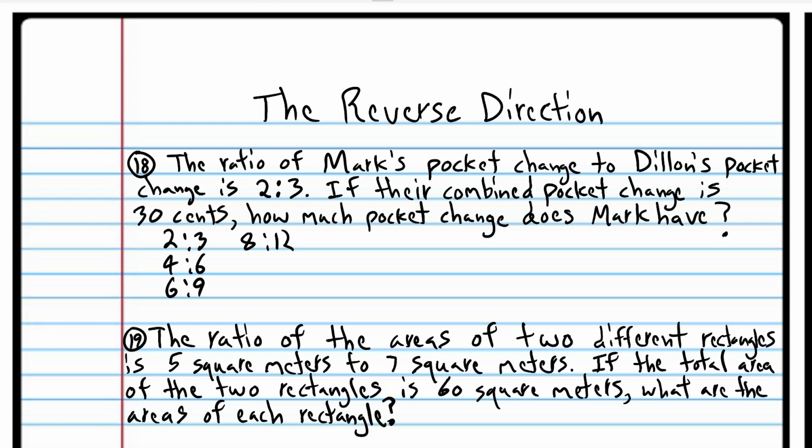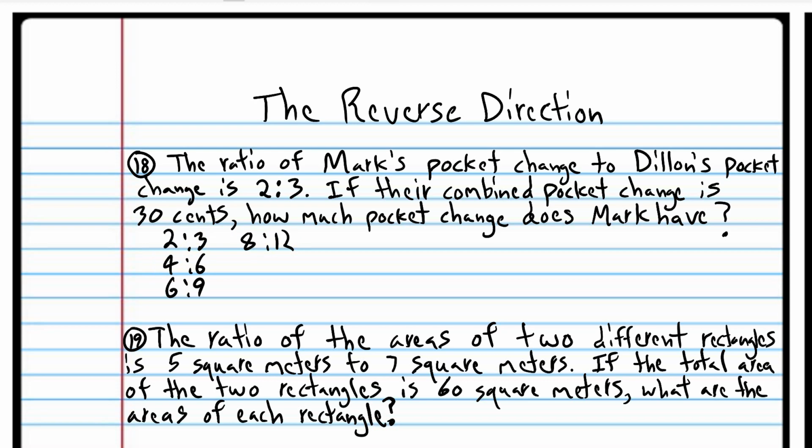And I know what you're thinking. Can't we start on this number and multiply this ratio by 2 to get to 8 to 12? Yes, you can. But the problem with that is you would skip 6 to 9. So you always want to start with the original ratio in lowest terms.